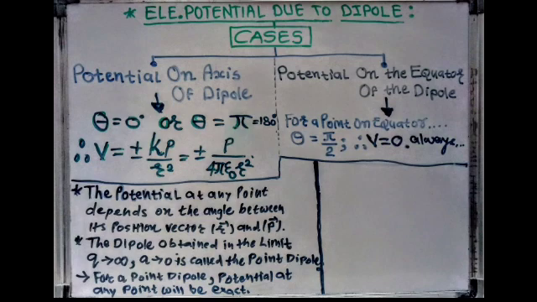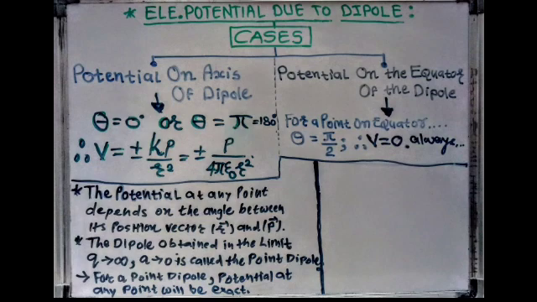Now the potential on the equator of the dipole. For a point on the equator, theta is pi by 2. So V is 0 always, because cos pi by 2 is 0. So ultimately V is 0. The potential at any point depends on the angle between its position vector R and P.